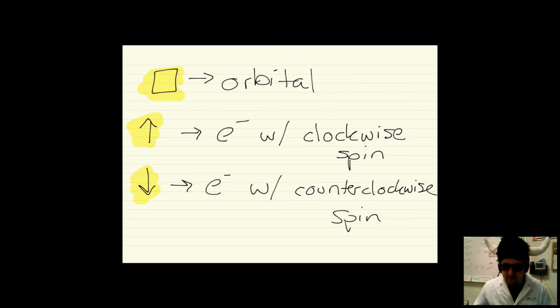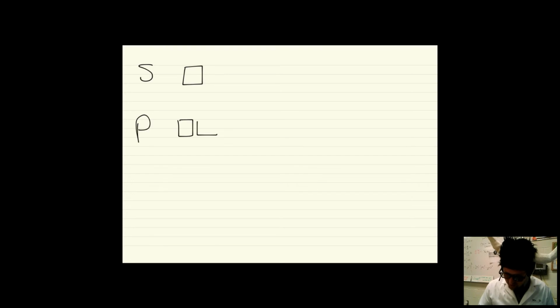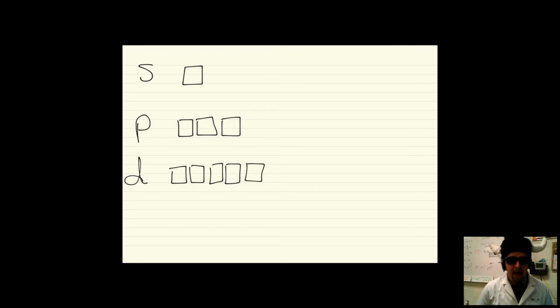Okay, so the next thing that you need to know about orbital diagrams is that every sublevel has a different number of orbitals. All right, so you have S sublevels, which only have 1 orbital. And you have P sublevels, and there are 3 different orientations, or 3 individual orbitals. So P actually gets what we call 3 boxes, because it has 3 orbitals. D gets 5, because it has 5 different types of orbitals. And F gets 7.